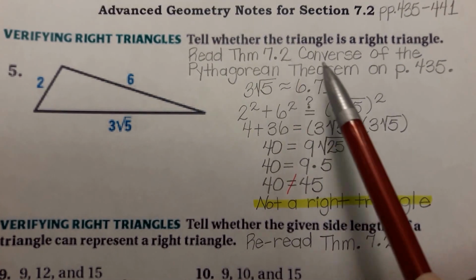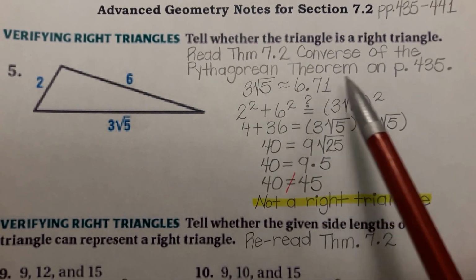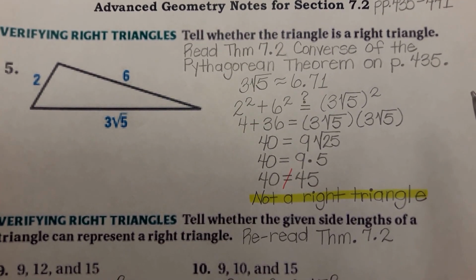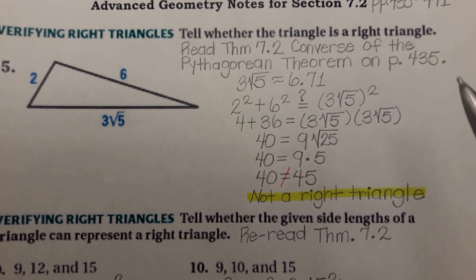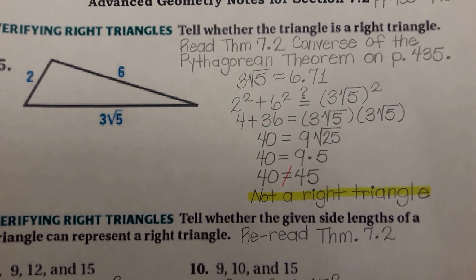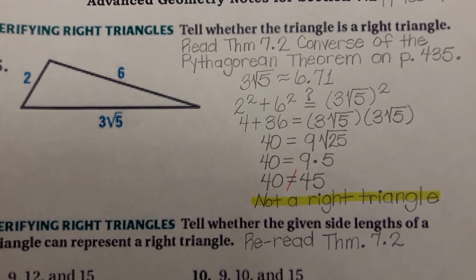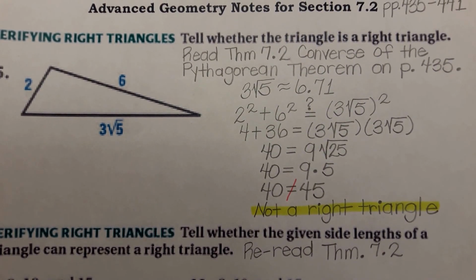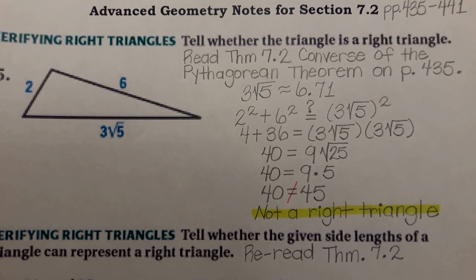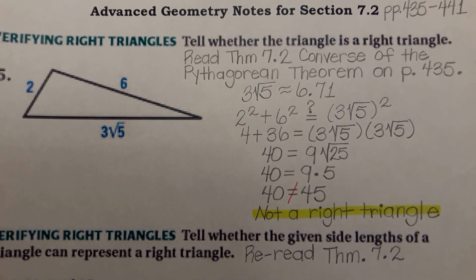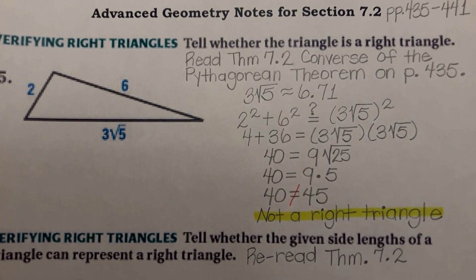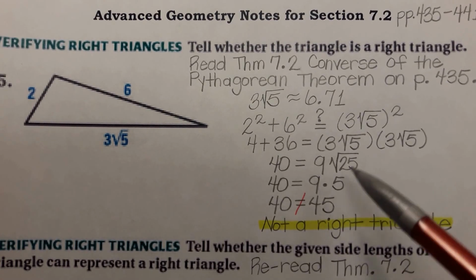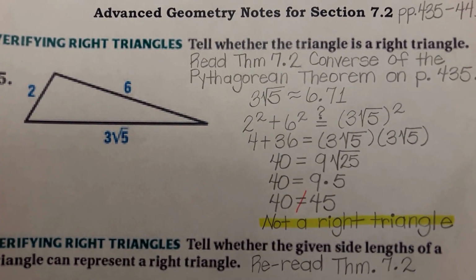Read Theorem 7.2, converse of the Pythagorean theorem on page 435. That theorem is saying that a squared plus b squared equals c squared. So if the left side equals the right side, it is a right triangle. That is what the converse is saying. If the left side equals the right side, then it is a right triangle. So I want to see if the left equals the right side.